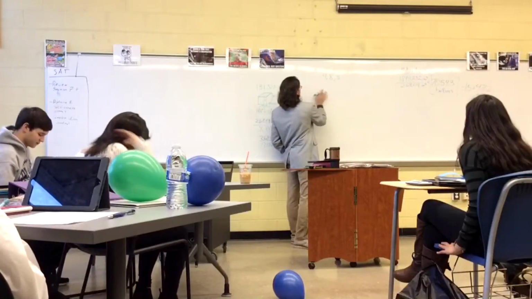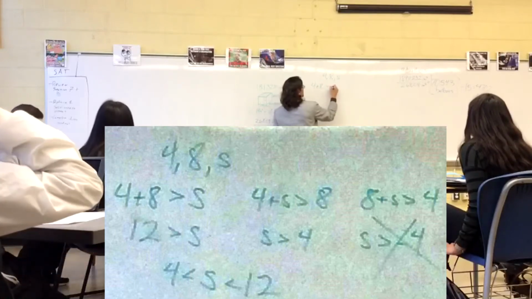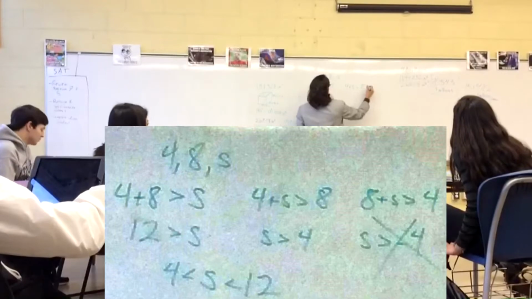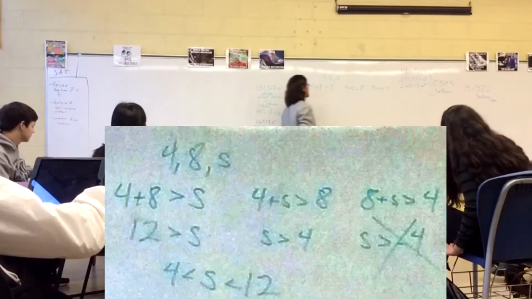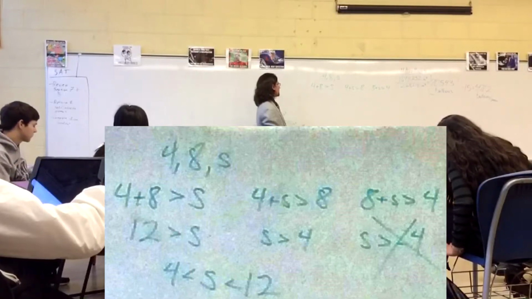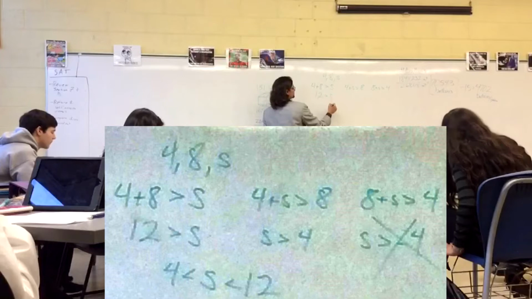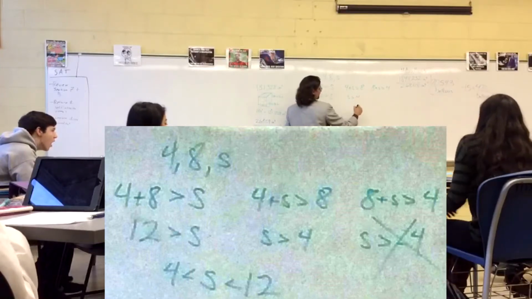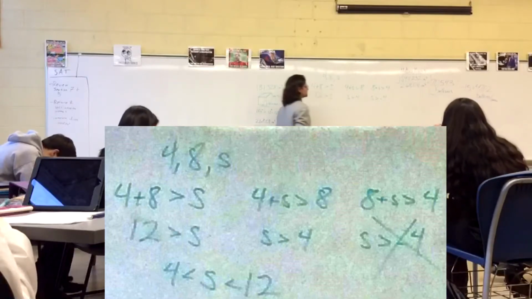And again, this was examples in your text. You need to check 4 plus 8 needs to be greater than S. 4 plus S needs to be greater than 8. 8 plus S needs to be greater than 4. And now see what your inequalities present to you. We have S is less than 12. We have S is greater than 4. And we have S is greater than negative 4.